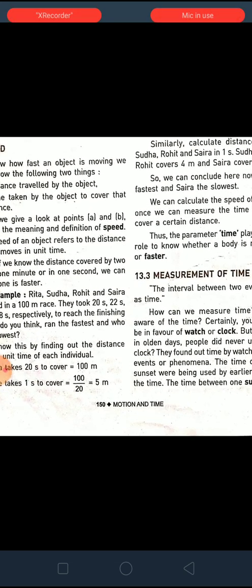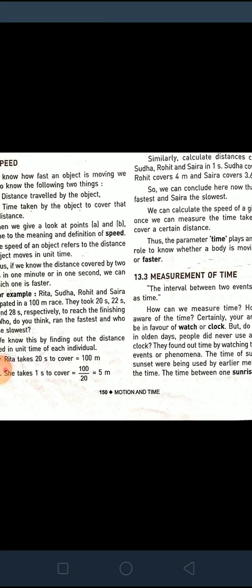Now the measurement of time. See, how can we measure time? How is one aware of the time? The interval between two events is known as time. Okay, if I ask how can you measure the time, you can say that by the watch or clock we can see the time.